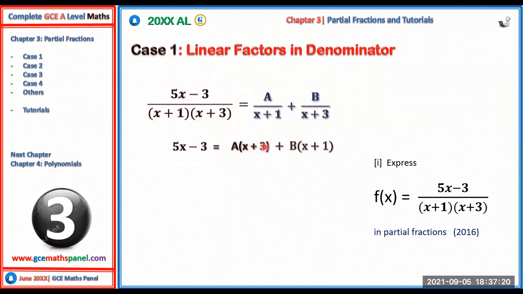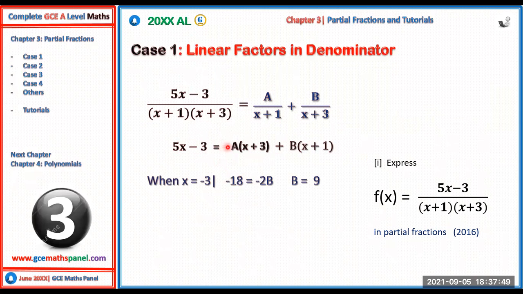I'll start with this first factor, x plus 3, for the cover-up method. I'll say let this x plus 3 be equal to 0. When I solve for x, x will be equal to minus 3. So in this equation now, what happens when x is equal to minus 3? You have equated this one to 0. When x equals minus 3, and you substitute in this equation, you have 5 into minus 3, which is minus 15 minus 3, minus 18. This is the minus 18 here.